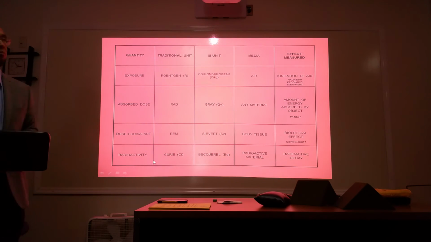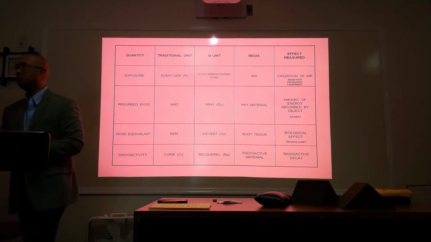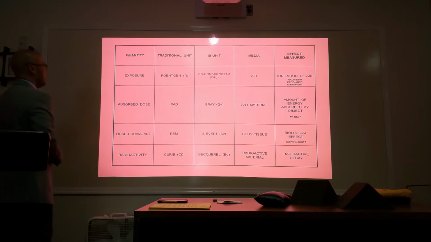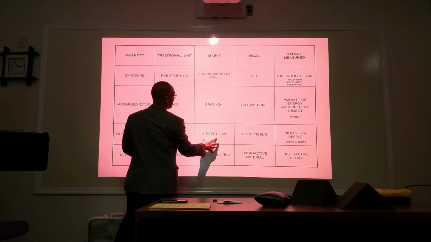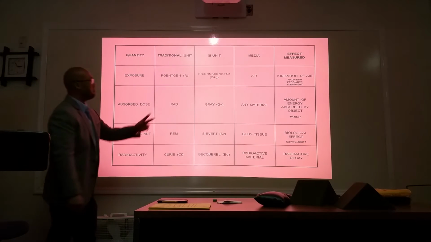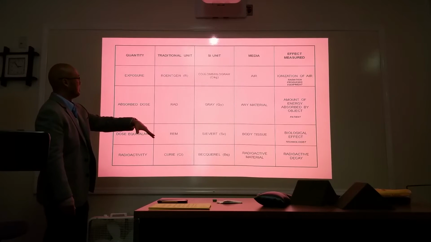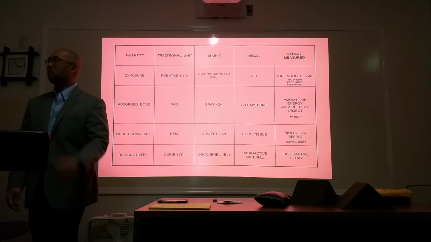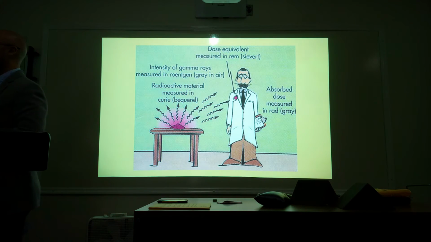And then we've got a breakdown. This is a very, very good chart to refer to. It tells you the different measurements, units traditionally and Systems International, what media is being measured, and the effects being measured. So refer to this, it's very good. And then we also have a picture that describes what we just talked about, found in your book. I believe this is Bontrager himself.